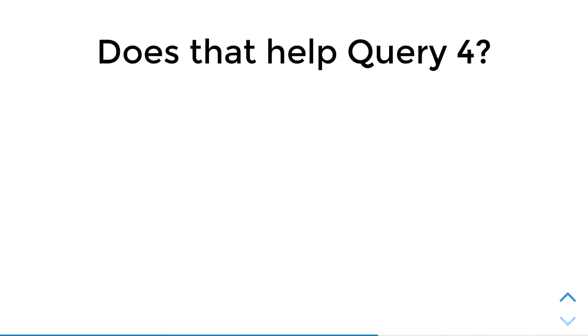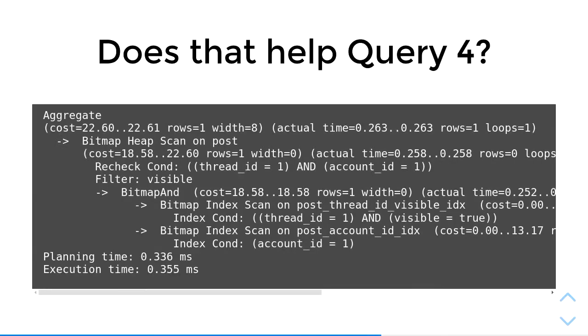Does this index help with query 4, which also wanted to filter on the same two? Yes, it does. And in fact, our query becomes even smarter, just a little bit cleaner. So we have our bitmap index scan on the post thread ID and visible index, and an index scan on the account ID, and again we AND them together. Then we filter. Interesting that it already filters on visible again. But our result is we're at 0.355 milliseconds, whereas previously we were at 0.399, as Tim helpfully pointed out. So again, a small improvement, but an improvement nonetheless.